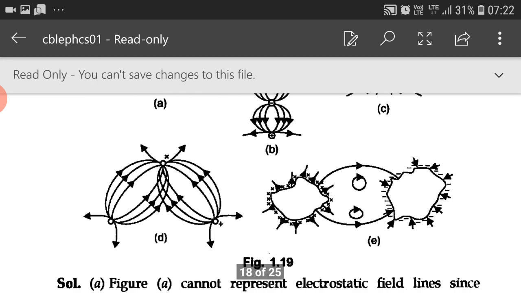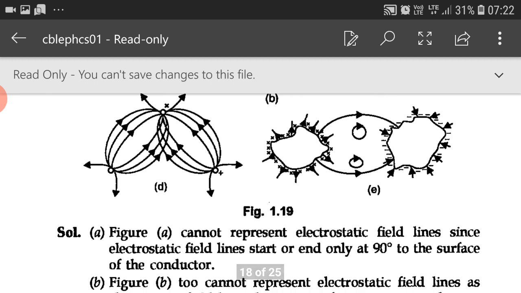Come to the D figure. Again, there are 3 positive charges. Now, in this figure, we know electric field lines always originate from the positive charge and they cannot intersect each other. But here, the electric field lines are intersecting each other. Also, they are terminating at the positive charge. So, this figure is wrong.